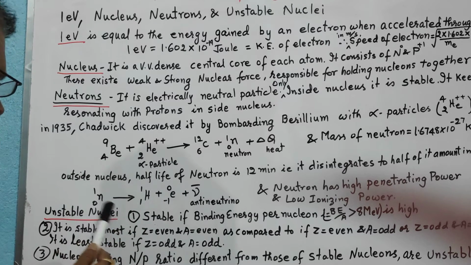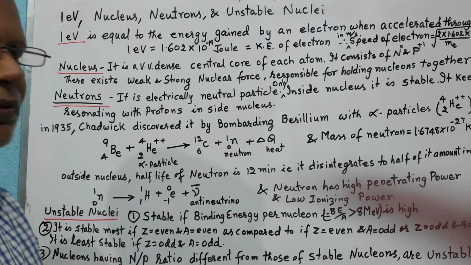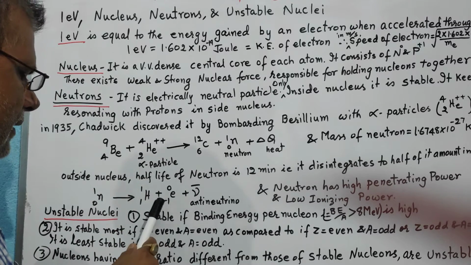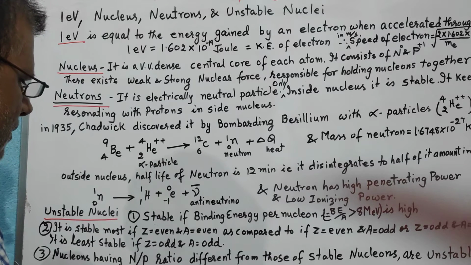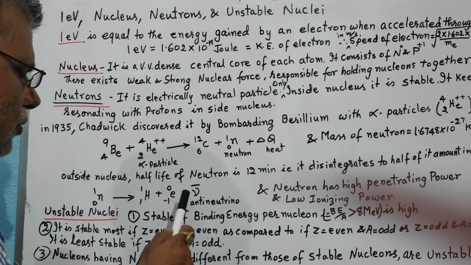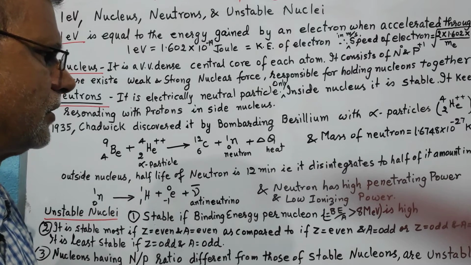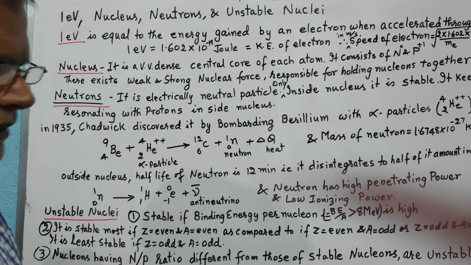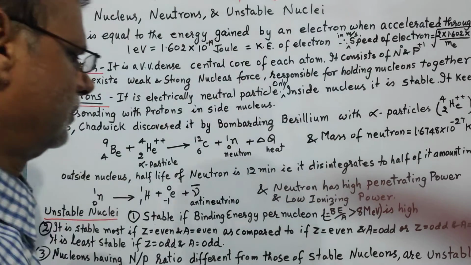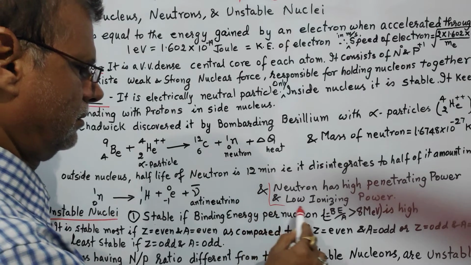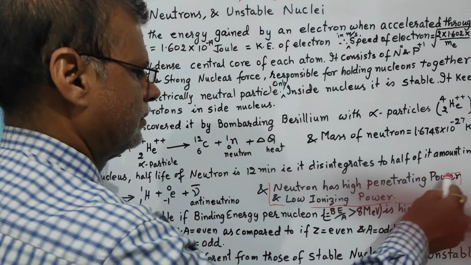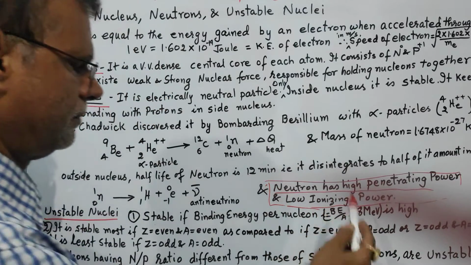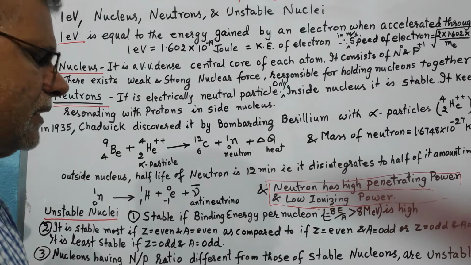When a neutron disintegrates, what happens? It converts into hydrogen and releases one electron, and also an anti-neutrino is released. Neutron has very high penetrating power but low ionizing power. These are the two main properties of neutron: high penetrating power and low ionizing power. Because it does not have any charge, its ionizing power is less.